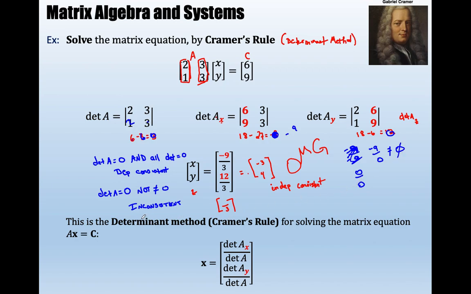That's inconsistent. So Cramer's rule doesn't use inverse matrices. It's a little bit clunkier. I can do this on my calculator, but I have to create a whole bunch of matrices and then find their determinants. But Cramer's rule can go all the way with determining and differentiating between inconsistent, independent consistent, and dependent consistent.